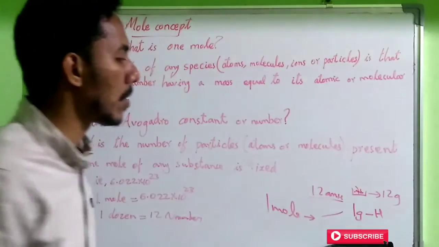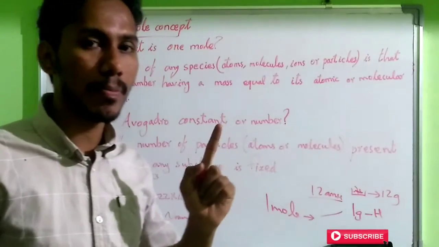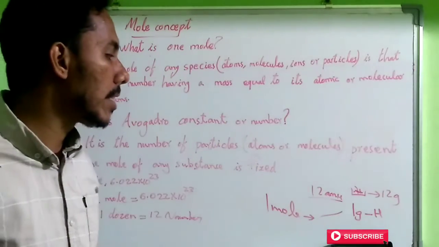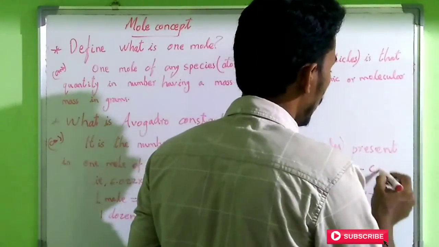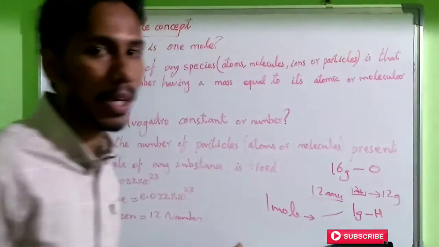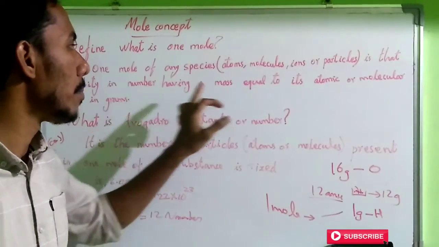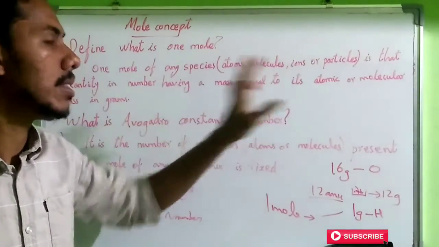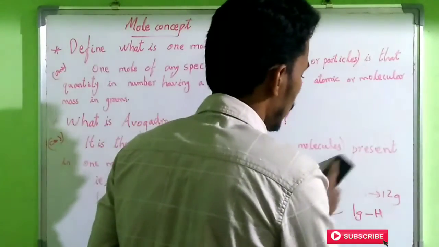Because the atomic mass of hydrogen is 1. If you take 16 gram of oxygen, then it is 1 mole. So 1 mole is the quantity having mass equal to its molecular mass. Another concept.